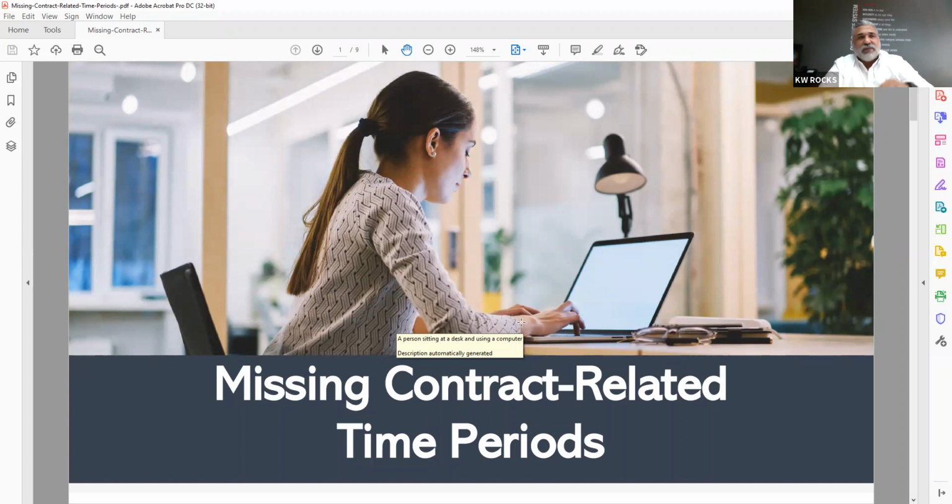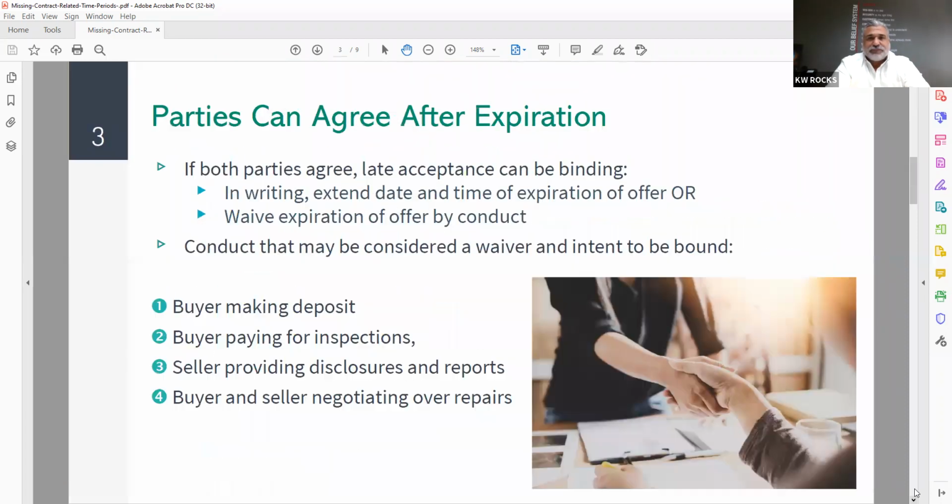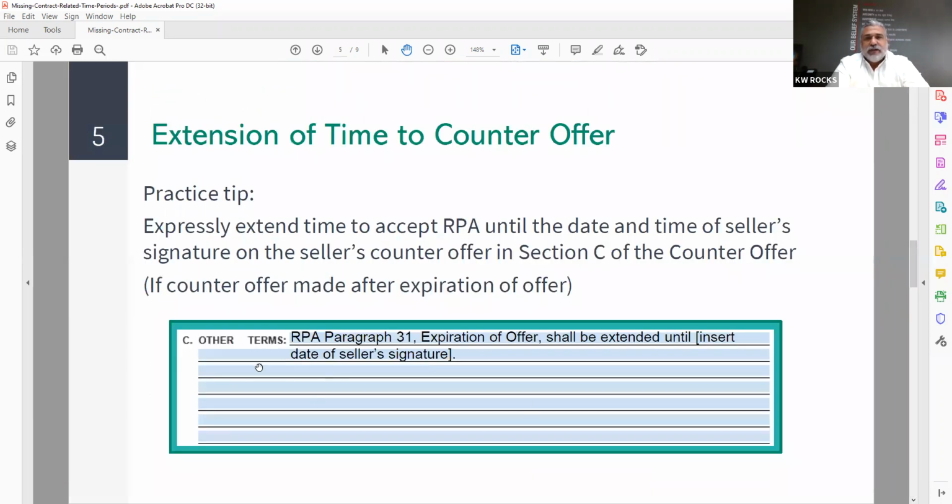So there's no need for you to rewrite the offer anymore, folks. It's there. What you're just doing is adding more terms to the purchase agreement. So that's number one. You're putting a counter offer with the language, and I'll take you back to that language. On the counter offer, you're just going to put paragraph 31, expiration of offer shall be extended until, and then that's where you have that dialogue in the conversation with the listing agent, folks.